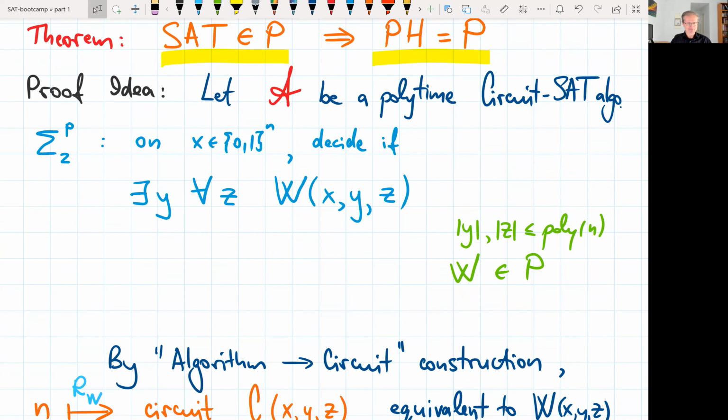So we assume that SAT is in polynomial time. Might as well assume that circuit satisfiability is in polynomial time. So let's take script A to be a polynomial time algorithm that solves circuit SAT. I'm only going to show the collapse of sigma 2 to polynomial time, rather than an arbitrary level of the polynomial time hierarchy, to keep things simple, but this will illustrate the idea nicely. So what is a sigma 2p kind of problem? It's the problem where you're given an input x of length n, and you want to decide if the following formula is true: there exists y for all z, some polynomial time predicate W on x, y, z.